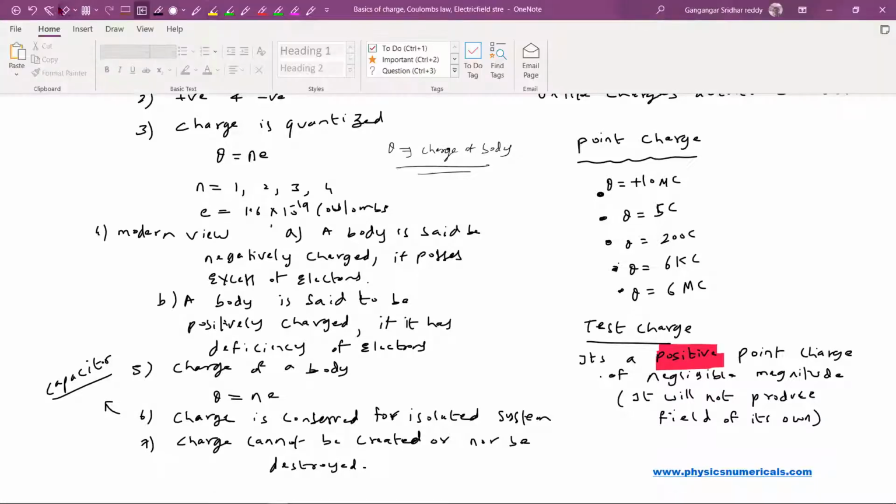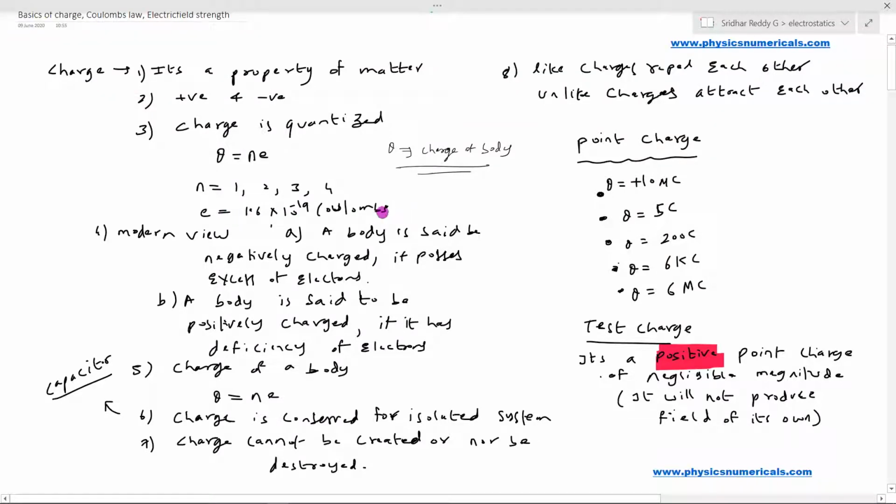Let me bring the pointer again. Everyone knows the charge of an electron, 1.6 into 10 to the power of minus 19 coulombs. Now, the modern view. What the modern view says is that a body is said to be negatively charged if it possesses excess of electrons. If there are 10 electrons, what is the charge of the body? 10e. If there are 20 electrons, what is the charge of the body? 20e negative. Then a body is said to be positively charged if it has deficiency of electrons.